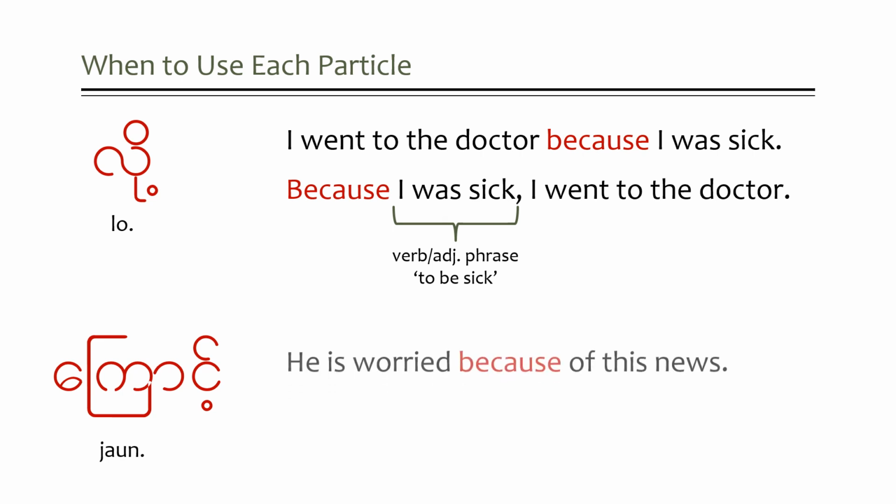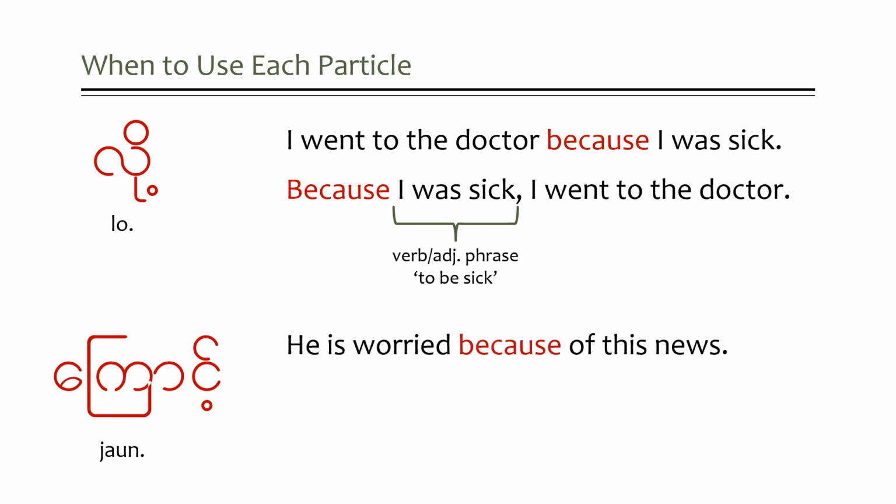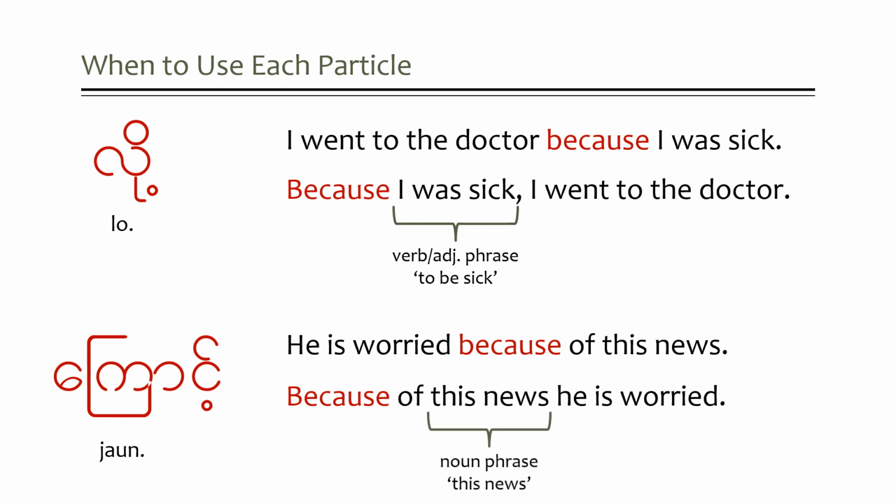So now let's look at the second sentence. He's worried because of this news. Reversing the order once again, what's the reason he's worried? Because of this news, and that's a noun, a thing. That's the reason for his worry. So whenever a noun or pronoun is the reason, the particle will be jaun. Now let's try it out.